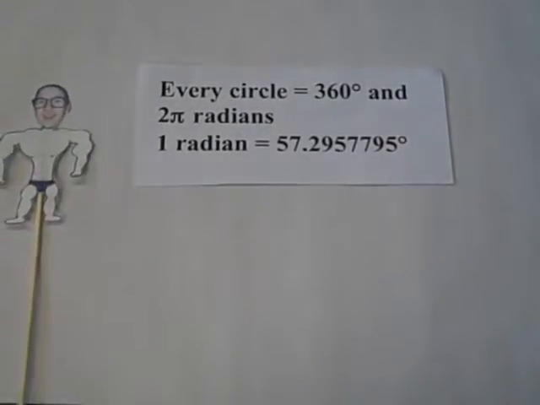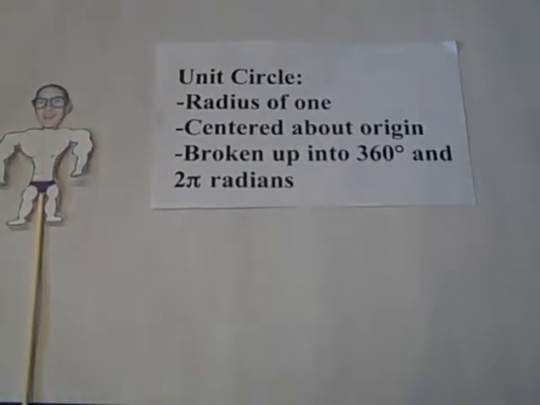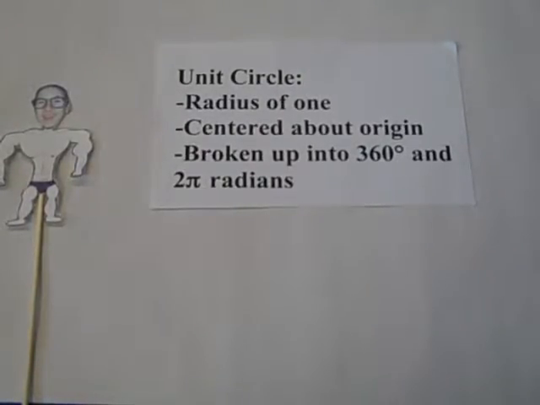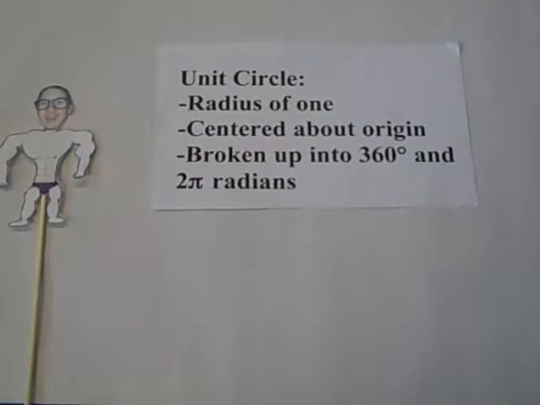Oh, I remember studying this in high school. The unit circle has a radius of 1 and is centered about the origin of a graph. It is broken up into 360 degrees, or 2 pi radians. What do these numbers mean, though? They are portions of the circle, or angles.